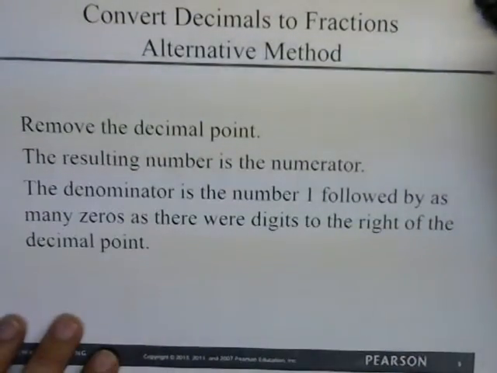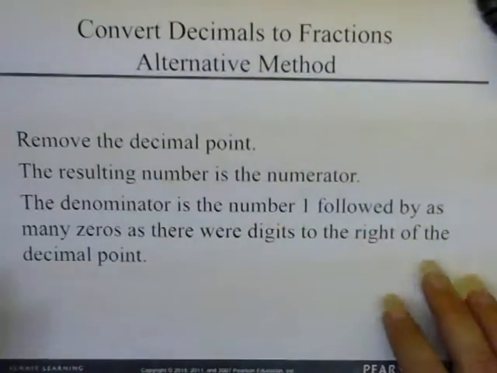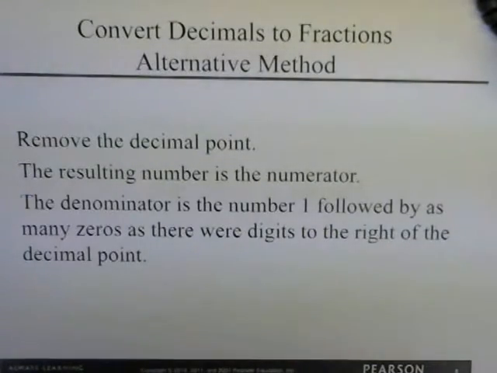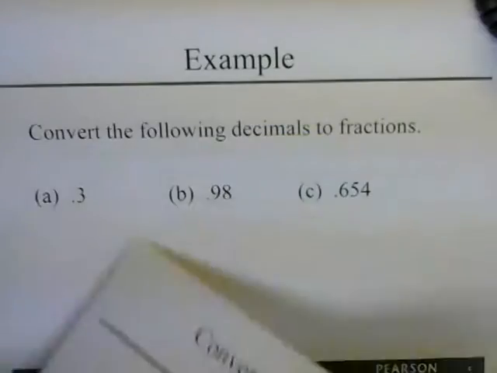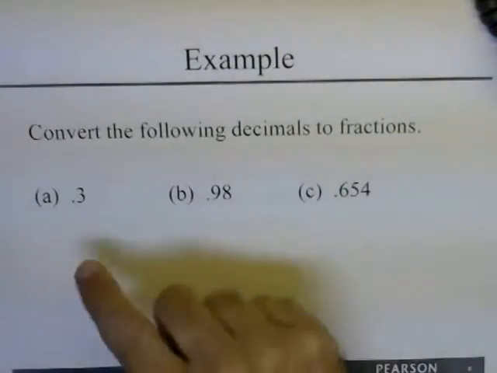Now, to convert a decimal to a fraction, there's another way you can do this. You can remove the decimal point, and then the resulting number is the numerator, and then the denominator is 1 followed by as many zeros as there were digits to the right of the decimal point. So let's look at these three examples.